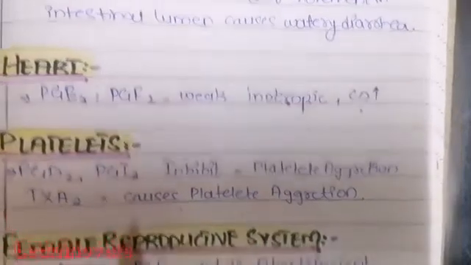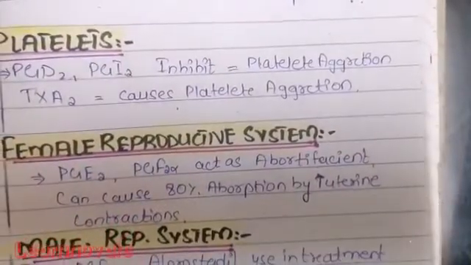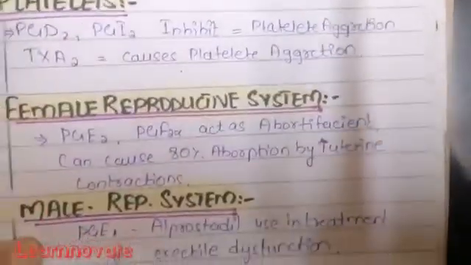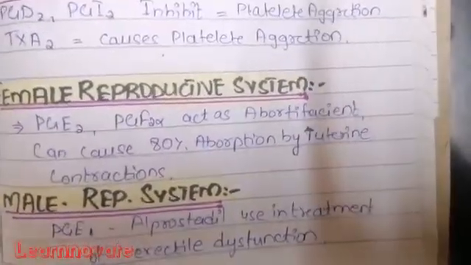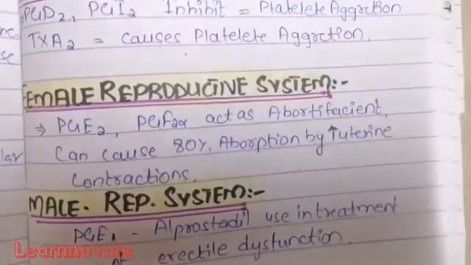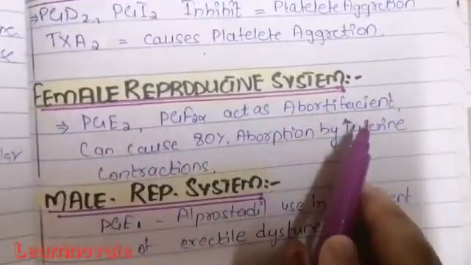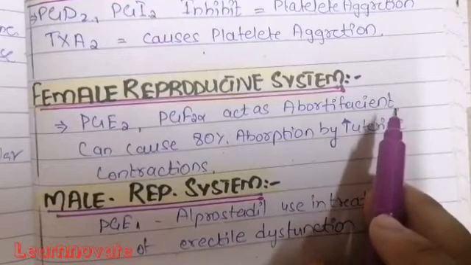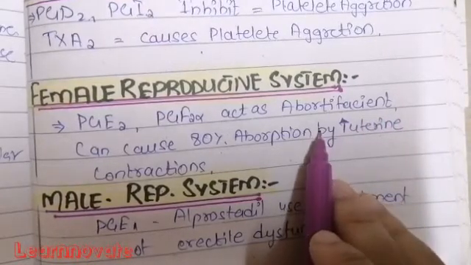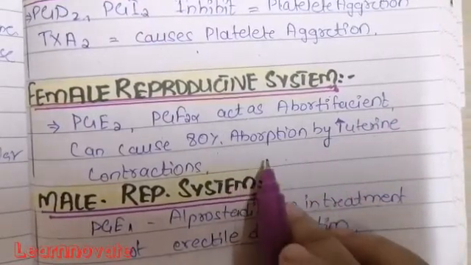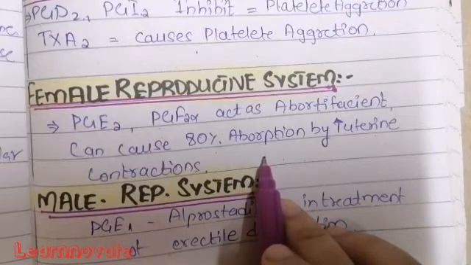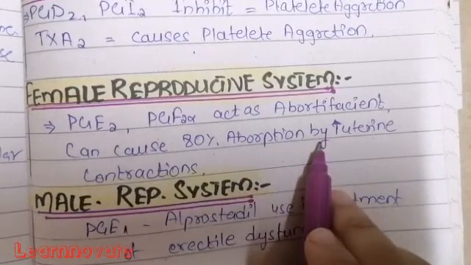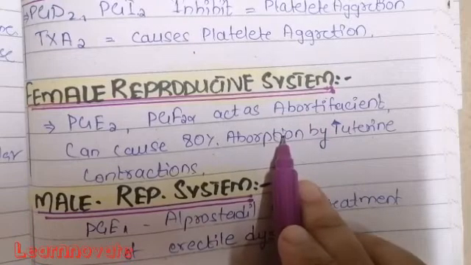The effects on the reproductive system include both the female and the male reproductive system. The first one, the female reproductive system, is important. Why? Because prostaglandin E2 and F2 alpha act as abortifacients, meaning they can cause abortion in 80% of cases. How? By increasing uterine contraction. We have just previously discussed how they increase the uterine contractions. In the early uterus and the pregnant uterus, there will be increased contraction. So that's why, because of excessively increased contraction, there will be abortion.